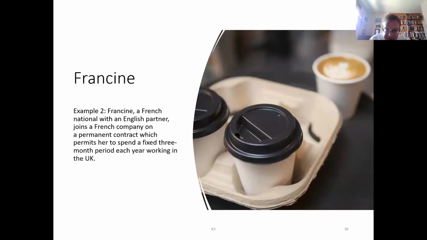Whereas in the Francine case, a French national with an English partner joins a French company on a permanent contract, which permits her to spend fixed 3-month periods each year working in the UK. Well, on that basis, HMRC have zoned in on the fixed 3-month period each year working in the UK, and by contrast, was said that could create a permanent establishment.